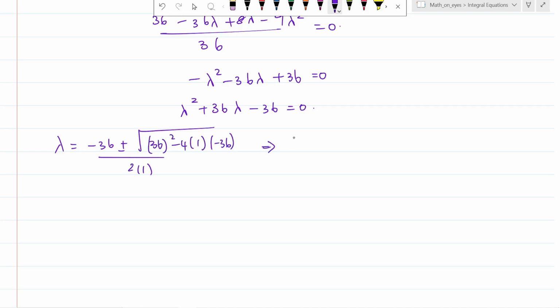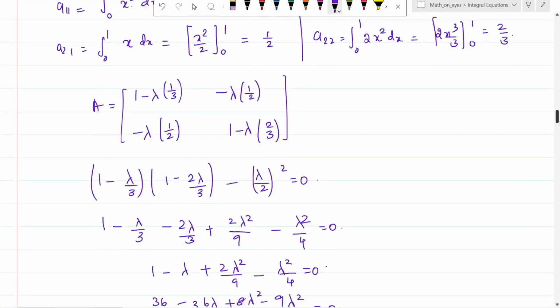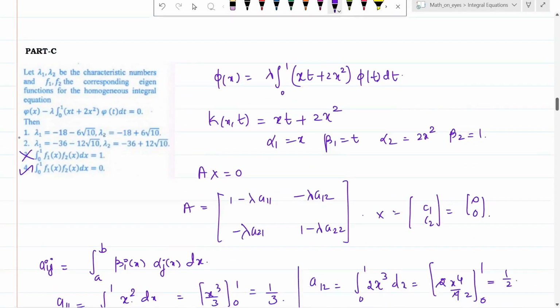When you solve this, you will find lambda is equal to minus 18 plus or minus 6 root 10. So lambda 1 will be equal to minus 18 plus 6 root 10, and lambda 2 will be equal to minus 18 minus 6 root 10. Now we will check the given options. So option 1 is true and option 2 is false.